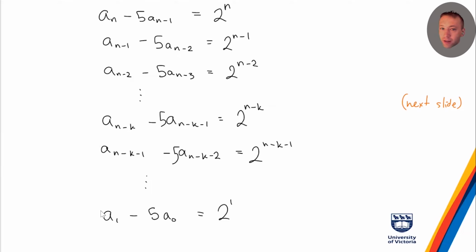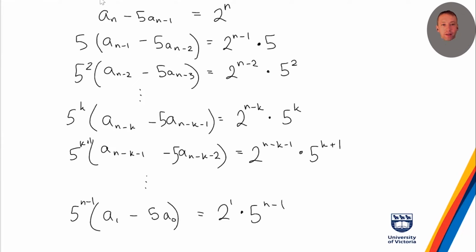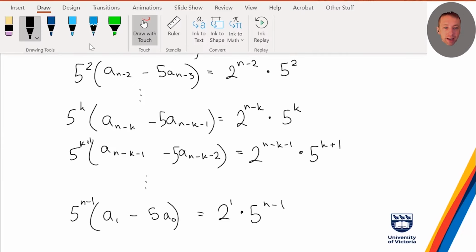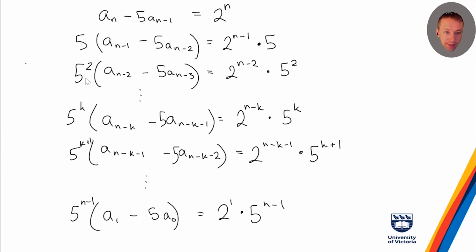So they're not going to cancel. But so I just multiply by 5s, a whole bunch of 5s. So here I've got 5 times my second equation, 5 squared, 5 to the k. So the kth line gets multiplied by 5 to the k. And remember to do it on both sides.